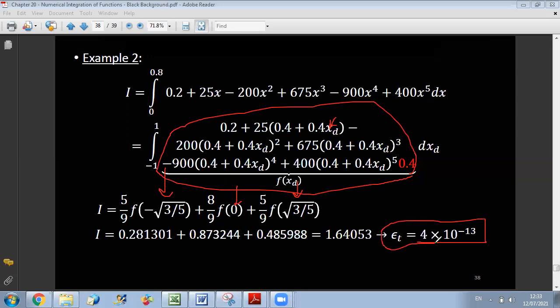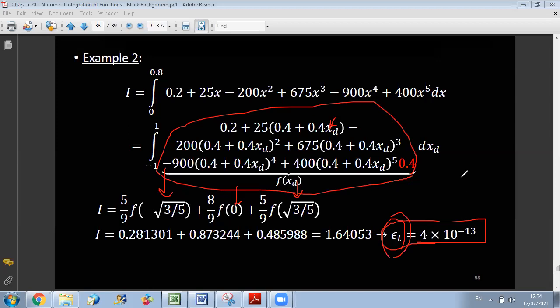You just have this error because of round-off errors. Due to the round-off error of the calculator, you will see that epsilon t is 10 to the minus 13, but actually it's 0. We obtain a certain error due to the round-off error of the machine, not because the method is not 100% accurate. The method will give you the same result, but due to round-off errors we got a true relative error of 4 times 10 to the power minus 30.